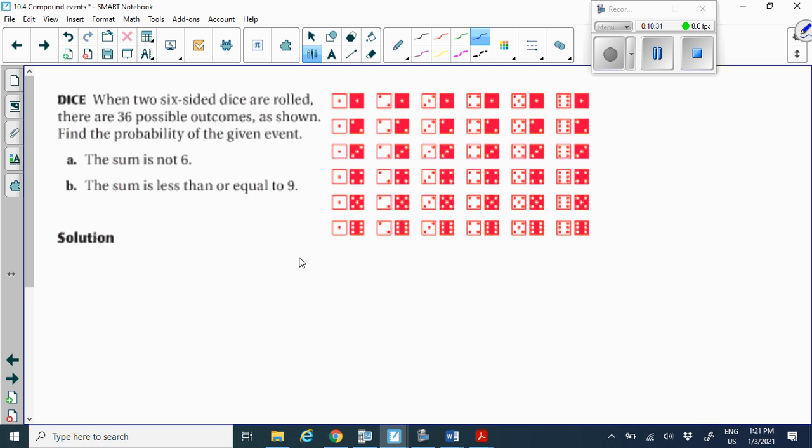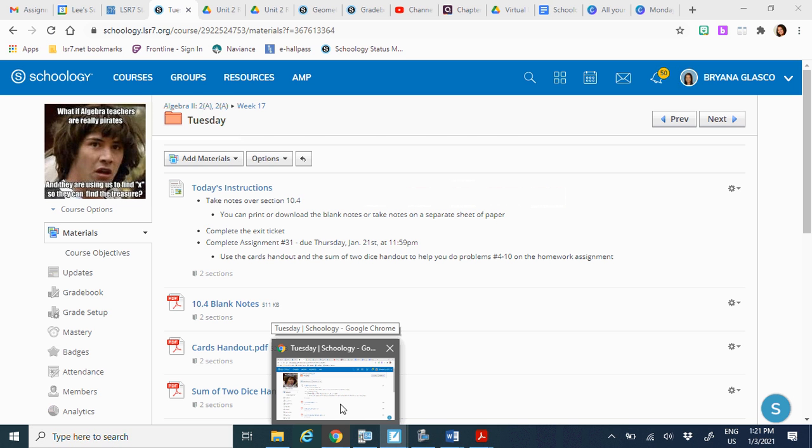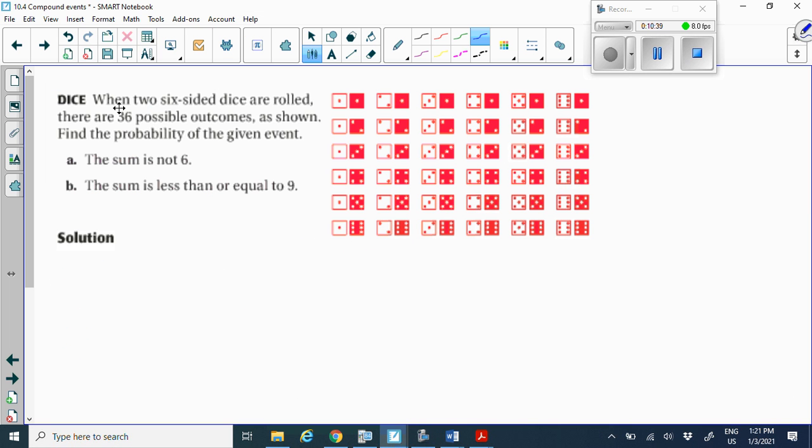Okay, now we're going to deal with dice. Now I do also have a handout for that, so if you need to, as I said, there's the sum of two dice handout that might help. Okay, so it says when two six-sided dice are rolled, there are 36 possible outcomes. So that's what's going to be the number that goes in our denominator when we write this as a fraction. Find the probability of the given event. Okay, the sum is not a 6.